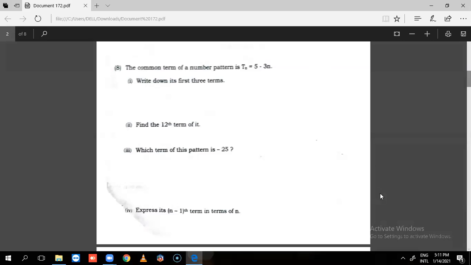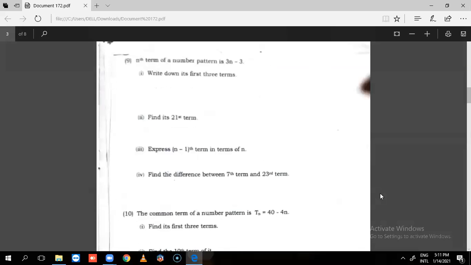Question number 9. The general term of a number pattern is 3n minus 3. Write down the first 3 terms. I think you can start to do it without my help. Then after that you can check the answers.